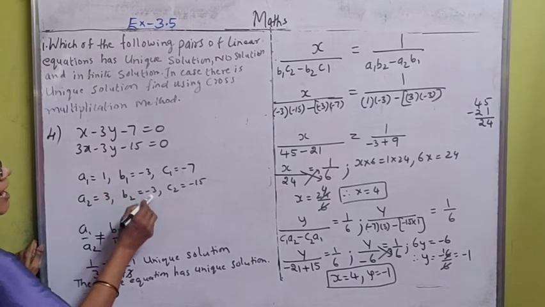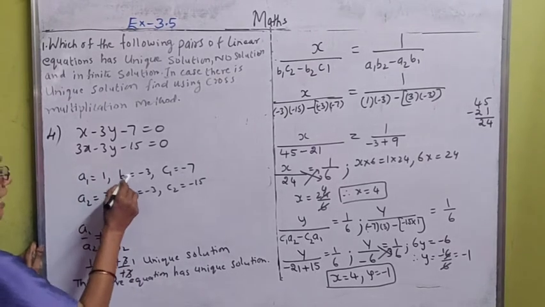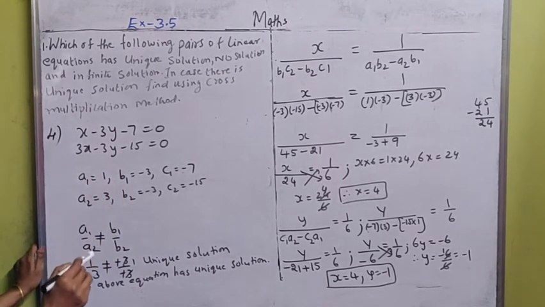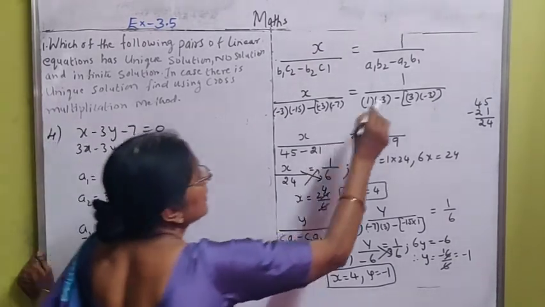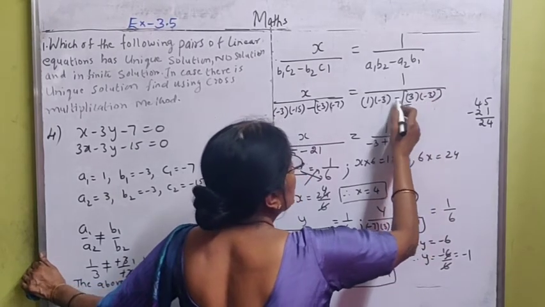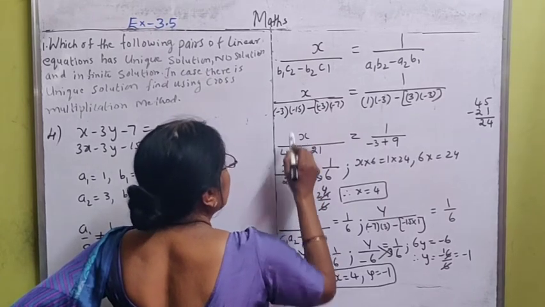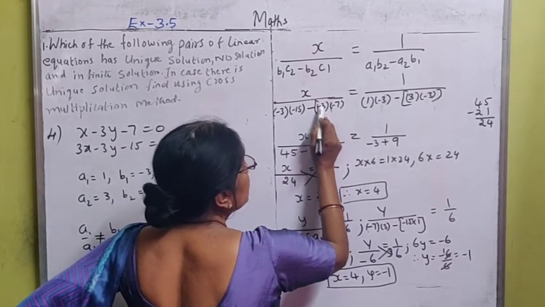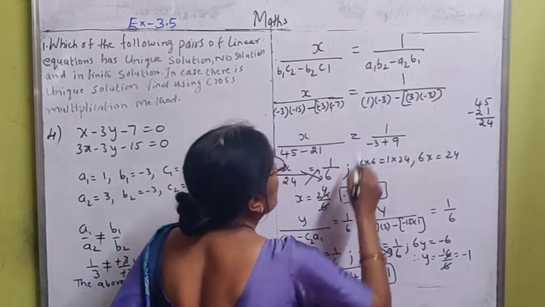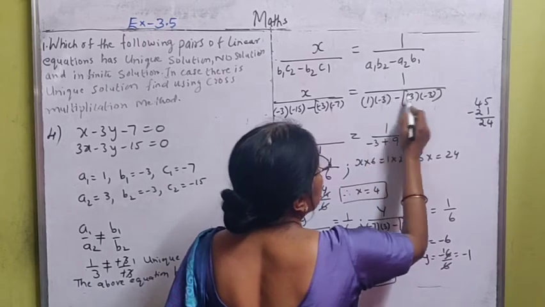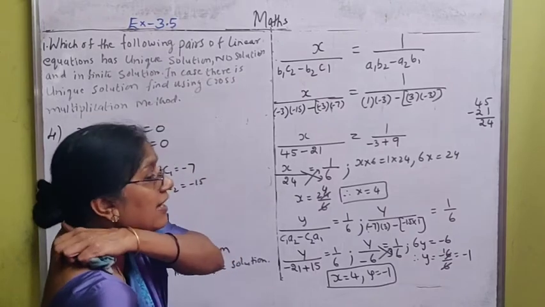A1 is 1 into minus 3, minus sign. Then next is a2 b1: 3 into minus 3. I kept it in the bracket because the minus sign is over here. So minus into minus is plus. 15 3s are 45. Plus into minus is minus. 7 3s are 21, is equal to 1 into minus 3, which is minus. Minus into minus is plus. 3 3s are 9. So what will we get? 45 minus 21 is 24.